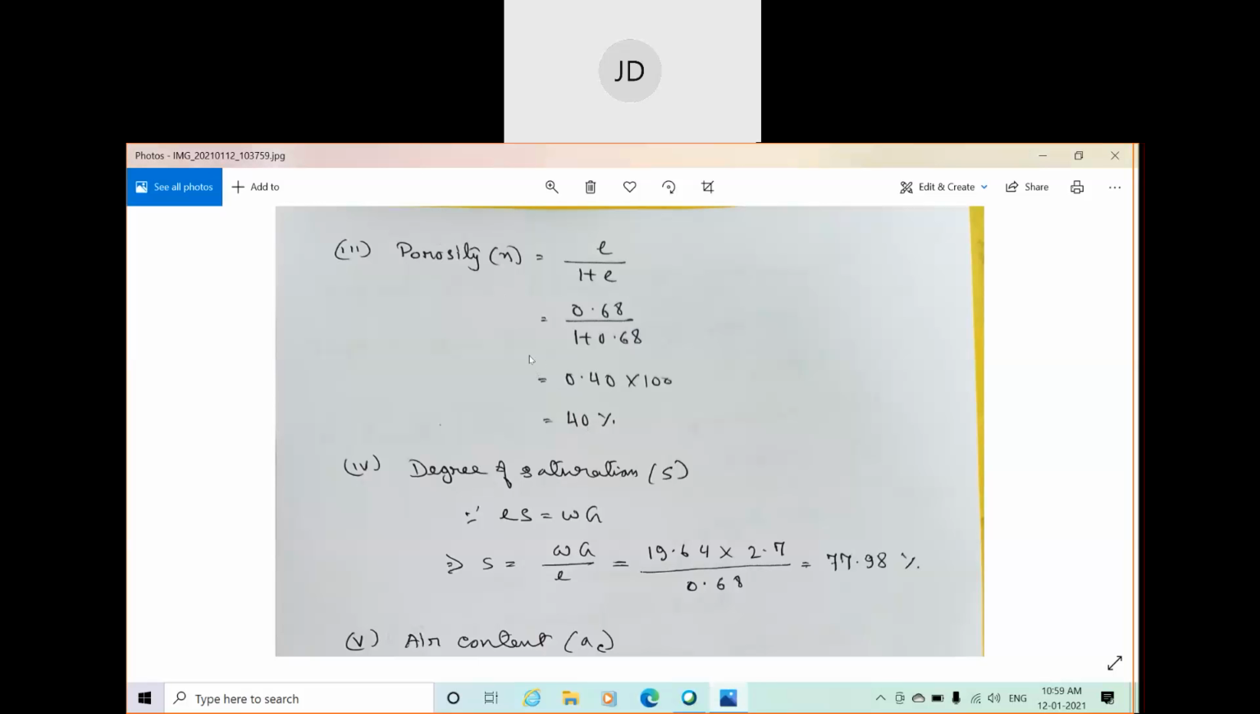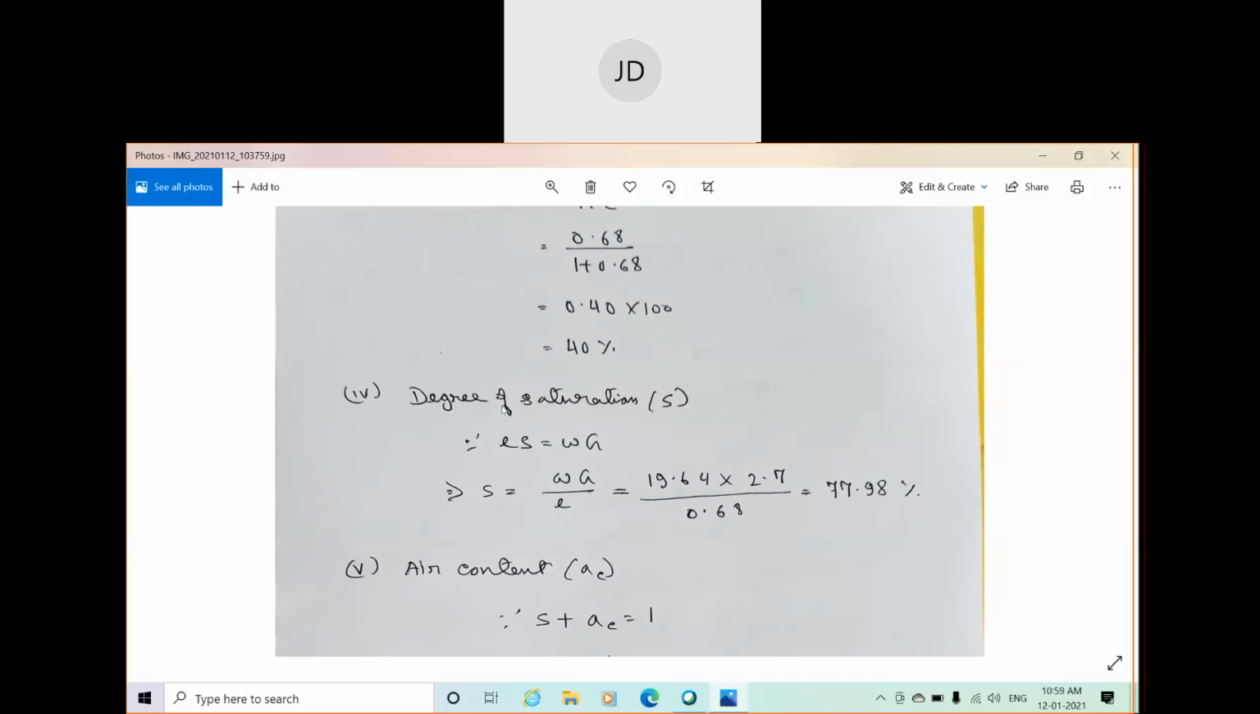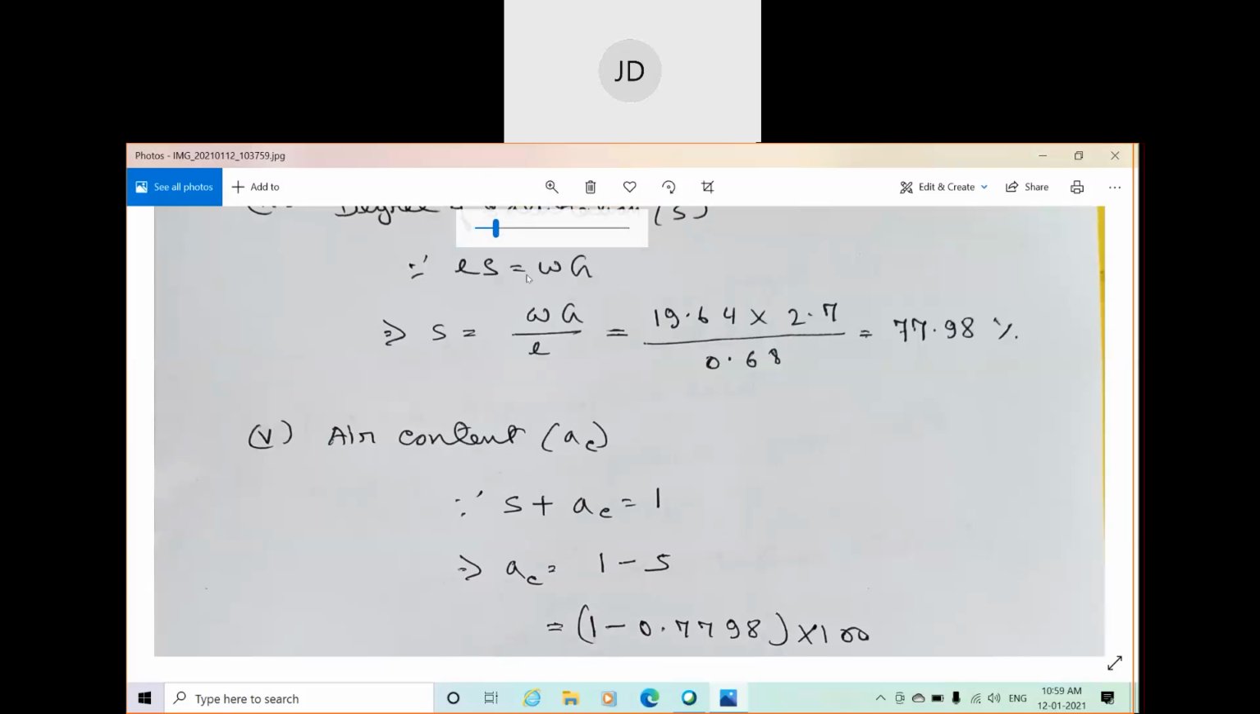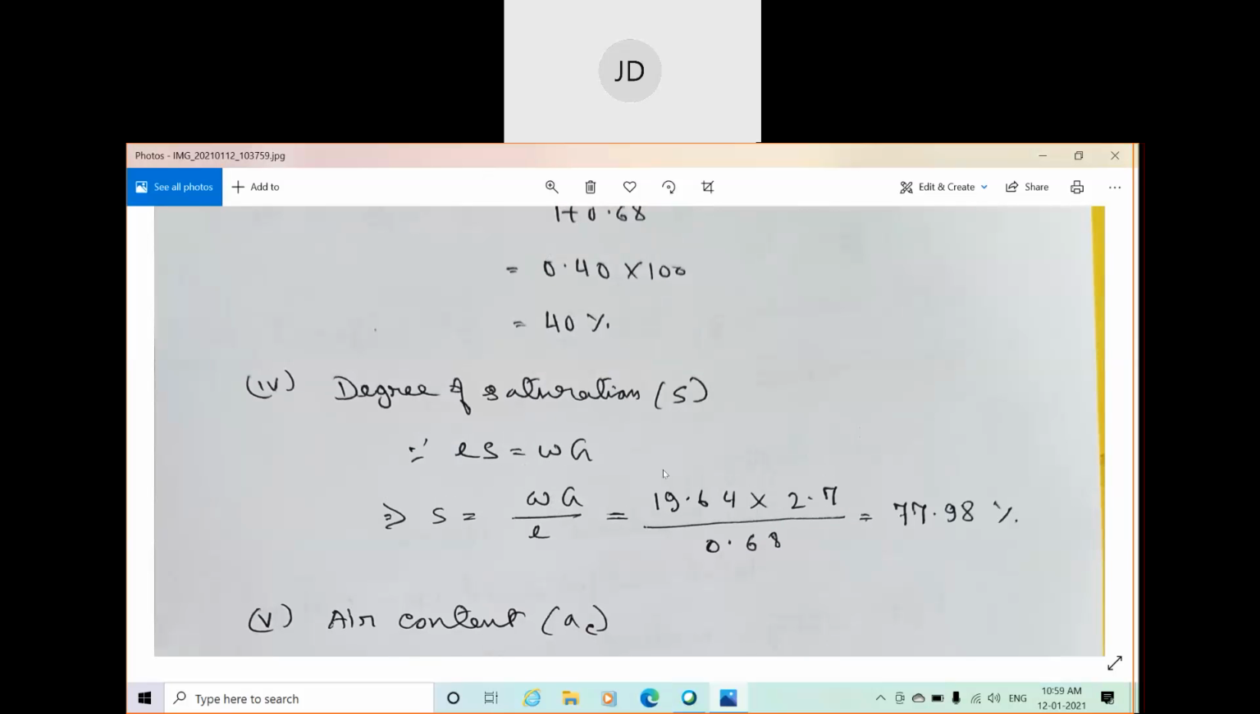So after getting the value of porosity, next we'll find the degree of saturation, that is denoted by capital S. For that, we will use a very general and very important relation, eS equal to wG. This relation is also already given to you. You have to remember this very important relation between void ratio, degree of saturation, moisture content, and specific gravity. eS is equal to wG.